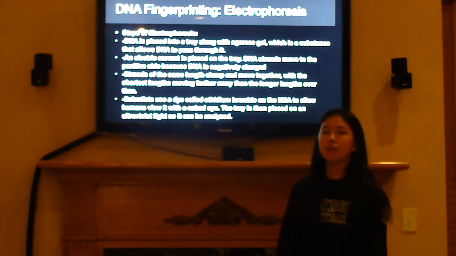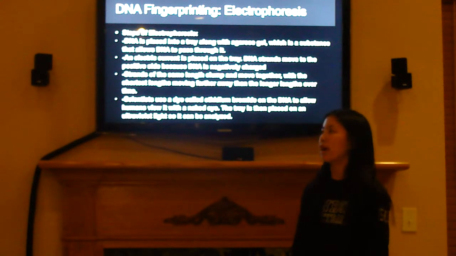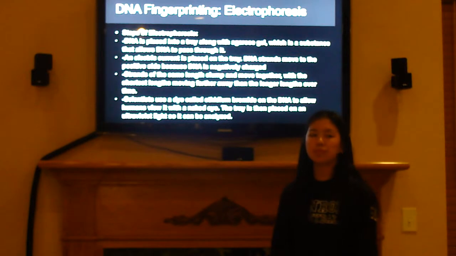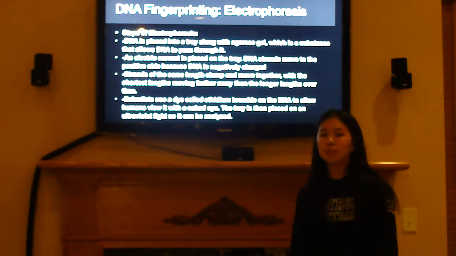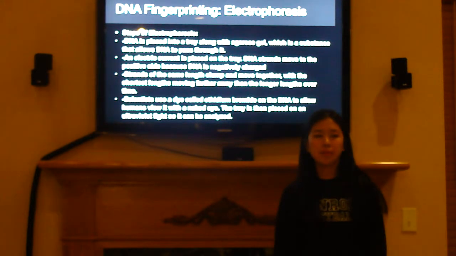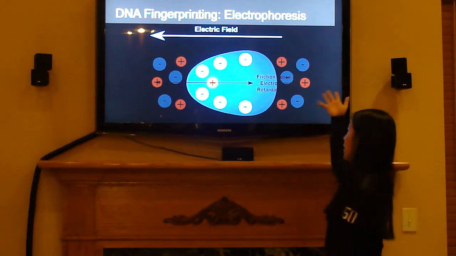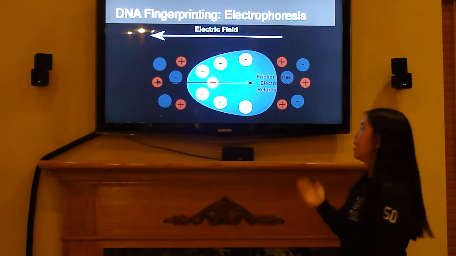DNA strands move from the negatively charged side to the positively charged side because opposites attract. Strands of the same length clump together. The short clumps move faster and the longer clumps move slower. Therefore, over time, the shorter clumps are at a farther distance than the longer clumps. Scientists use a dye called ethidium bromide to dye the DNA evidence so it can be seen with the naked eye under an ultraviolet light. The following is a diagram of how electrophoresis occurs.